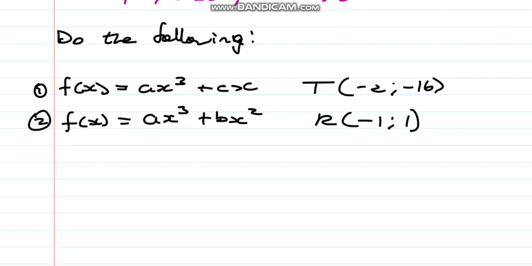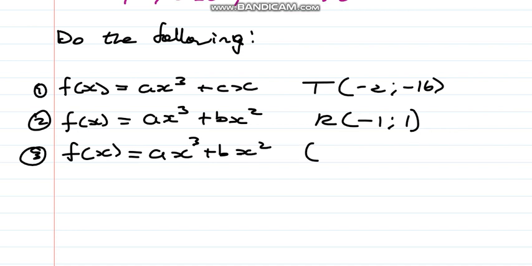Yes, that's your homework. If you really think you would struggle with this, I can give you 3. Number 3: ax cubed plus bx squared, which is very similar to the one that I just gave you earlier on, with the point minus 1 and negative 1 over 2.